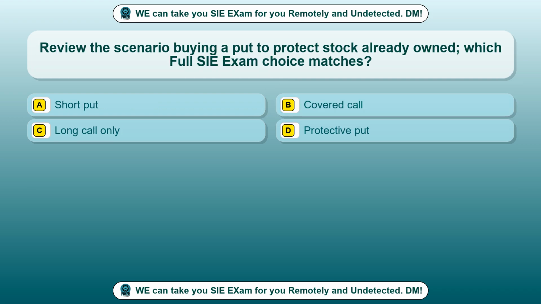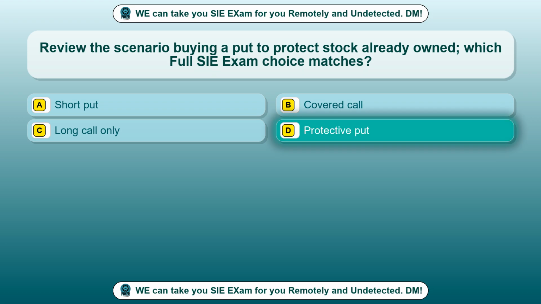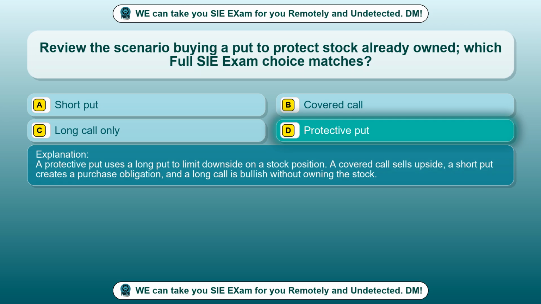Question 67. Review the scenario buying a put to protect stock already owned. Which full SIE exam choice matches? Option A, short put. Option B, covered call. Option C, long call only. Option D, protective put. The correct answer is option D, protective put. A protective put uses a long put to limit downside on a stock position. A covered call sells upside, a short put creates a purchase obligation, and a long call is bullish without owning the stock.